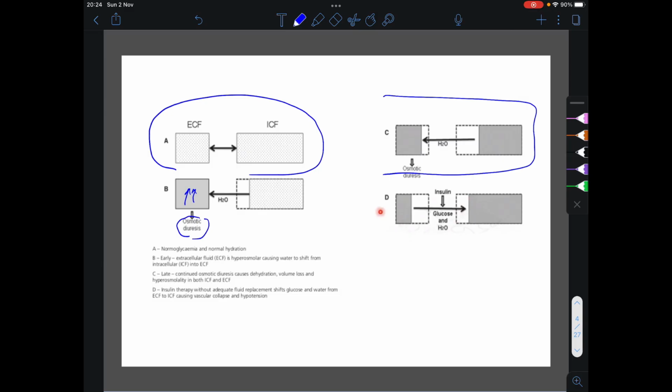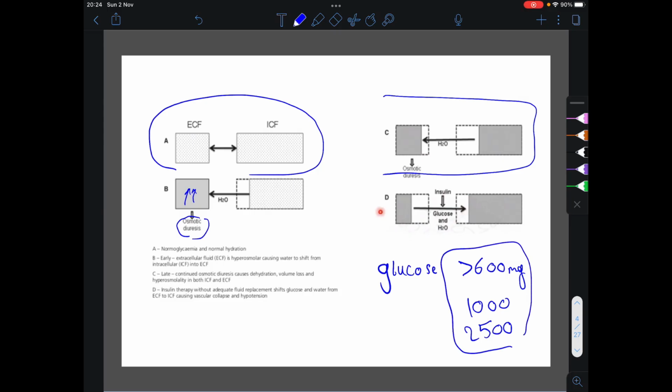Now, it's important to note at this point that our main treatment in patients with HHS is actually to treat the hyperosmolarity with fluids, and it's not to start insulin. As you'll see, these patients have glucose levels of more than 600 milligrams per deciliter, sometimes reaching 1,000, 2,500. So these numbers can be very scary for a junior doctor, and you'll try to lower them as soon as possible. But this is actually wrong.